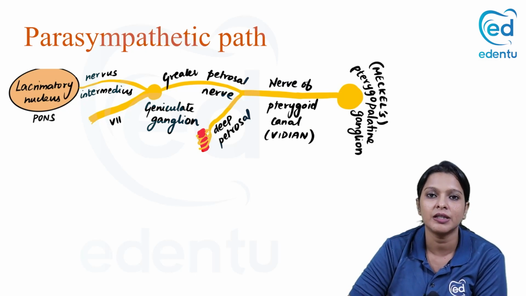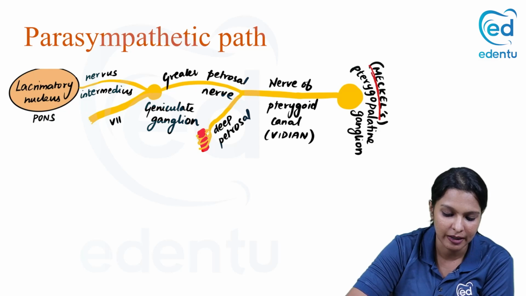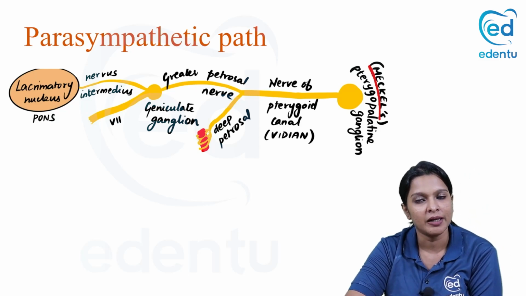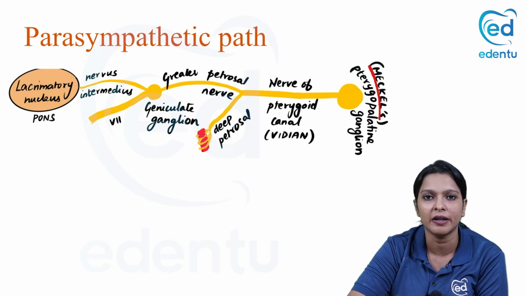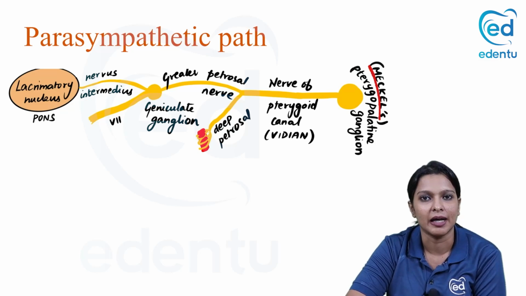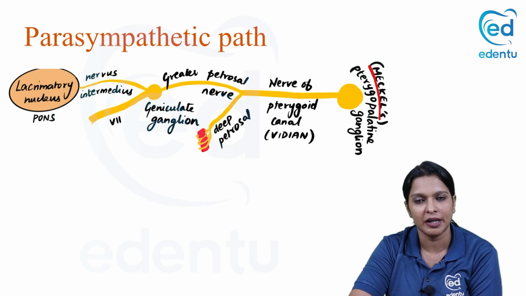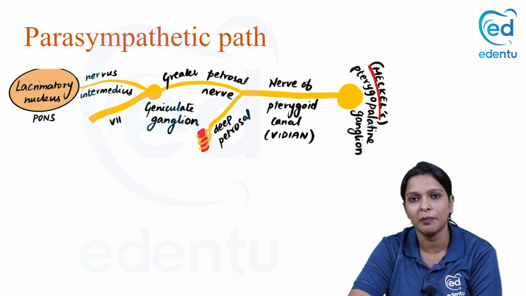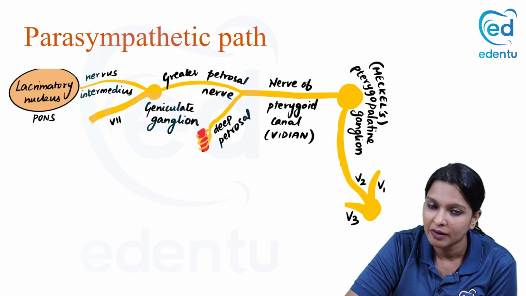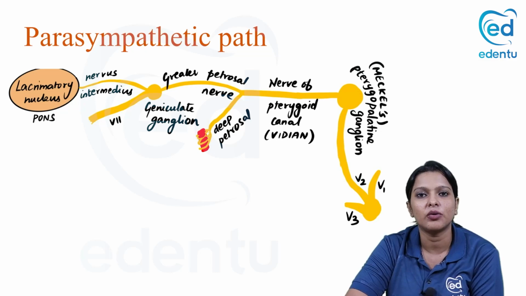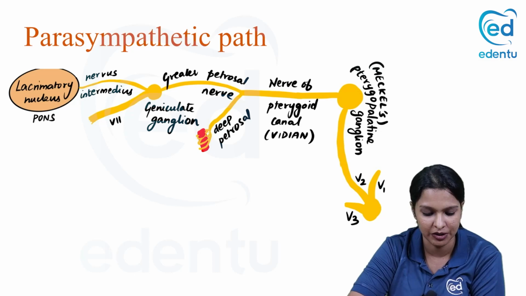From there, it reaches a ganglia called the pterygopalatine or Meckel's ganglia. Pterygopalatine ganglia or Meckel's ganglia is the parasympathetic ganglion of the lacrimal gland. Okay, it is very important. From there, through the V2 or the second division of the trigeminal nerve. What is that? The maxillary division.